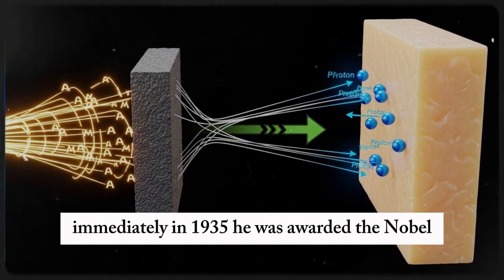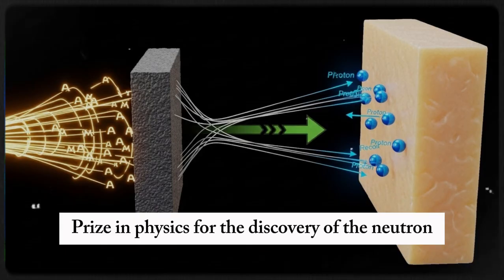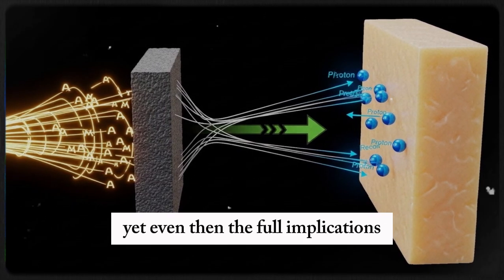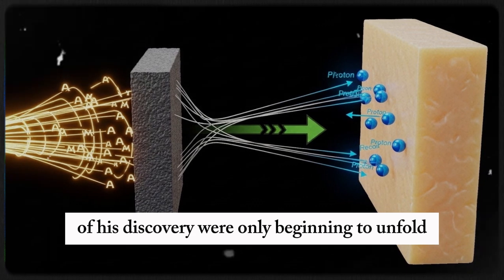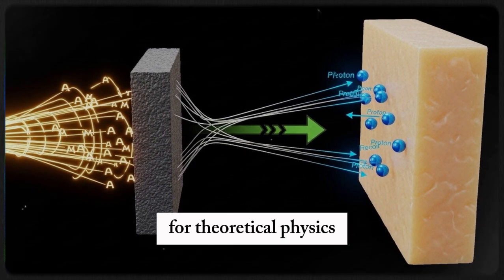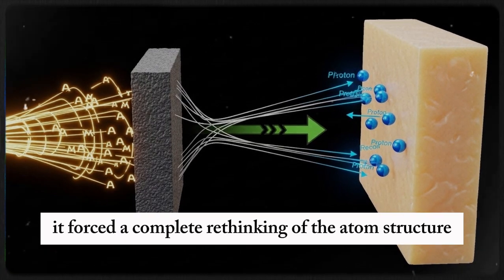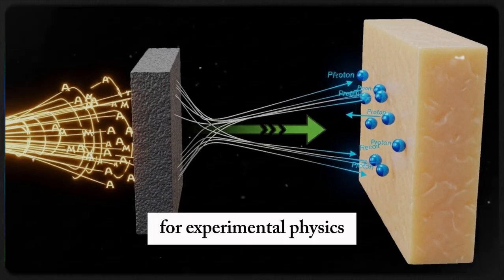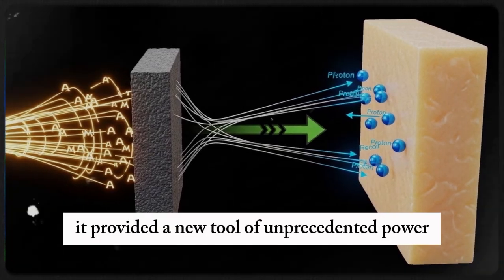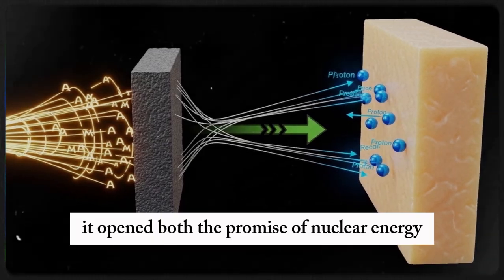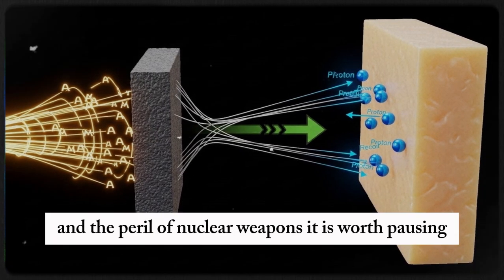The impact of Chadwick's work was recognized immediately. In 1935, he was awarded the Nobel Prize in Physics for the discovery of the neutron. Yet even then, the full implications of his discovery were only beginning to unfold. For theoretical physics, it forced a complete rethinking of the atom's structure. For experimental physics, it provided a new tool of unprecedented power. And for the world, it opened both the promise of nuclear energy and the peril of nuclear weapons.